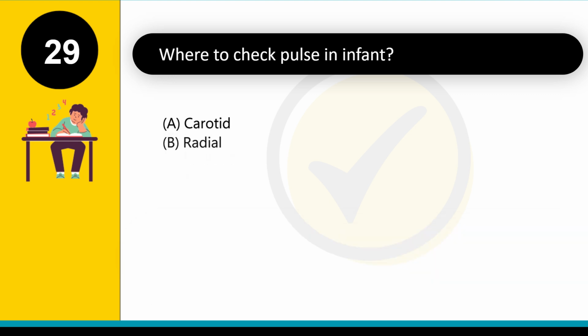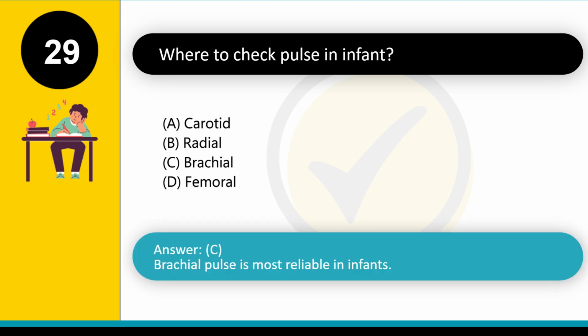Where to check pulse in infant? A. Carotid. B. Radial. C. Brachial. D. Femoral. Answer, C. Brachial pulse is most reliable in infants.